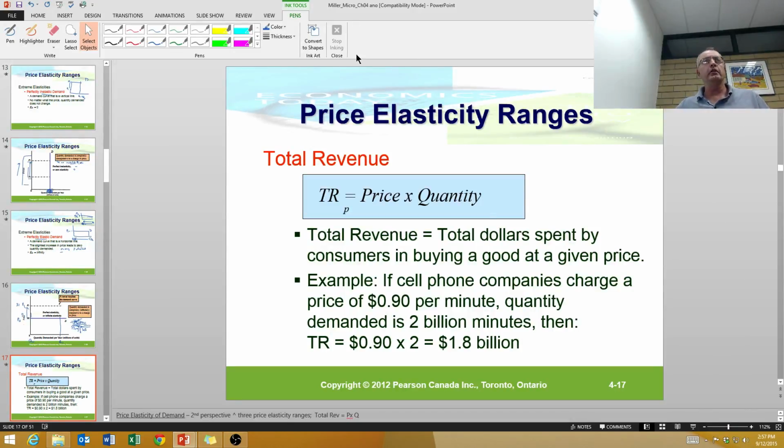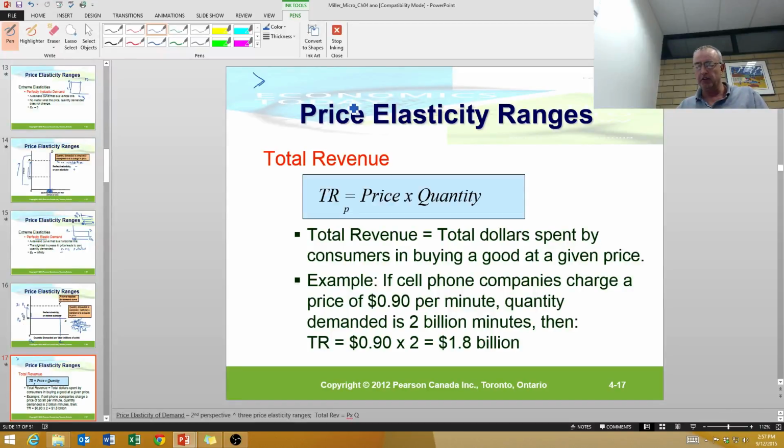Okay, so we mentioned at the onset of today that we have two ways of measuring price elasticity of demand. One, we can look at the effect of price changes on quantity demanded, and we've just looked at that. And the other way we can look at price elasticity of demand is by looking at the effect on revenues due to changes in prices.